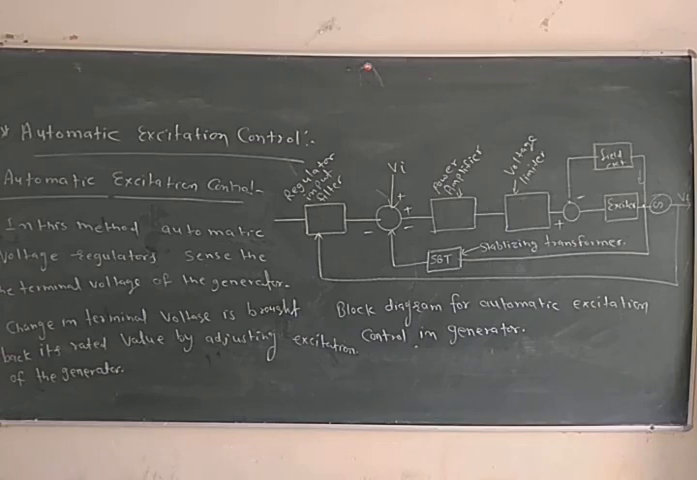So in this method, the output voltage of the generator terminal is obtained through a potential transformer and rectifier. It is rectified and then filtered and then compared with the reference voltage.